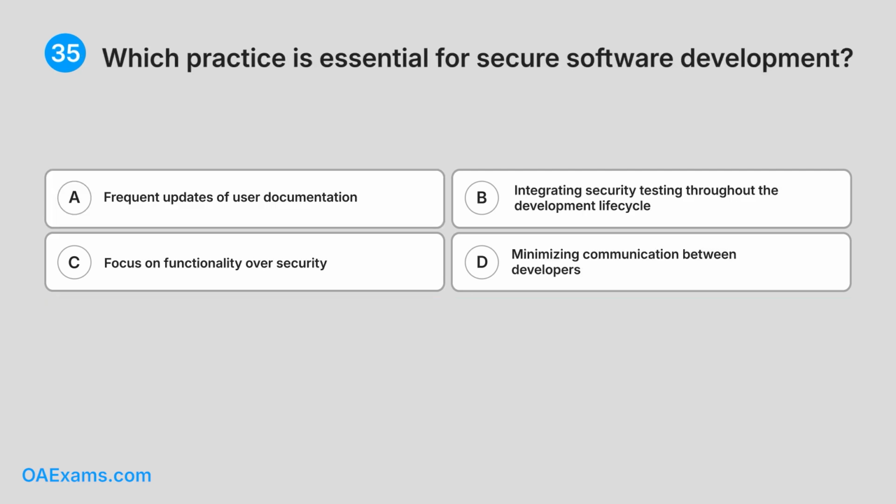35. Which practice is essential for secure software development? A. Frequent updates of user documentation. B. Integrating security testing throughout the development lifecycle. C. Focus on functionality over security. D. Minimizing communication between developers. Can you guess the answer?